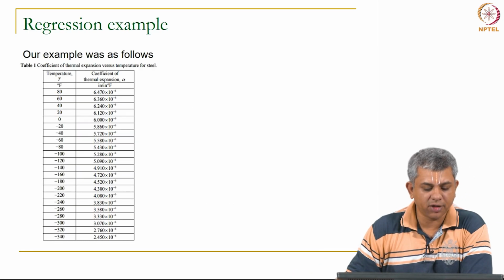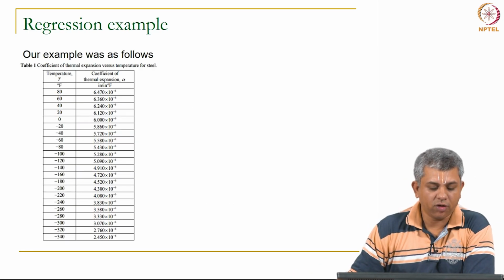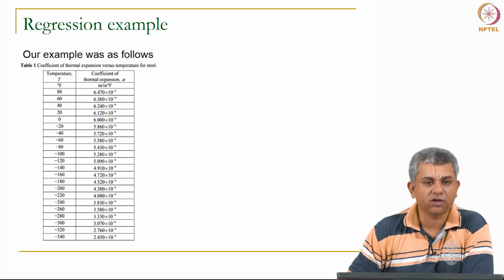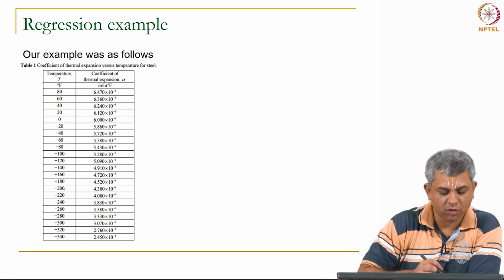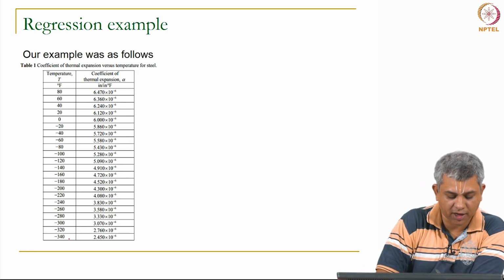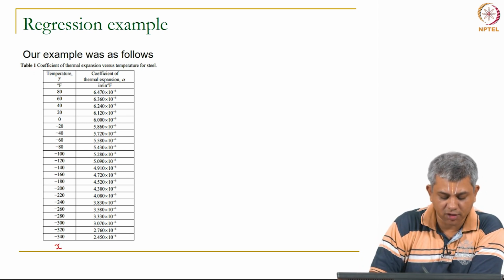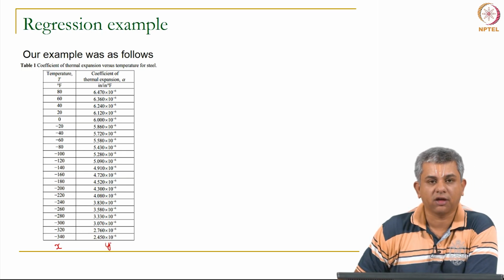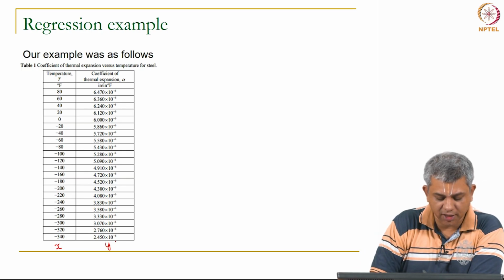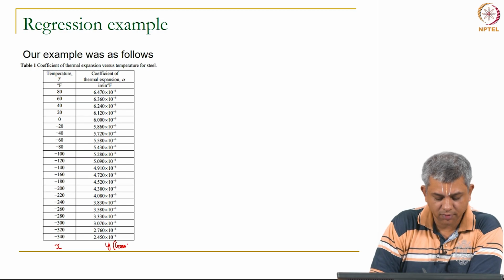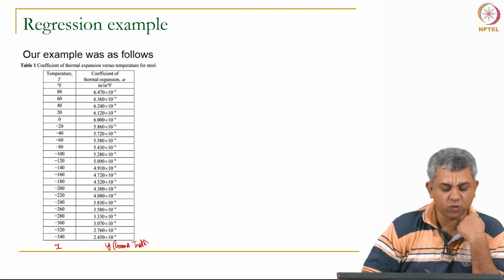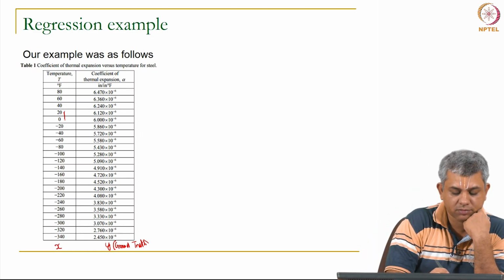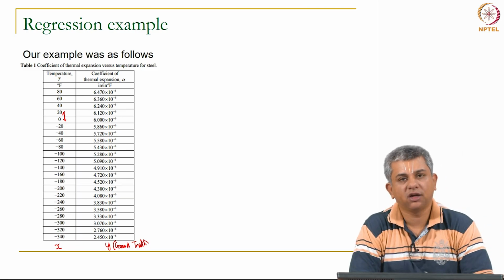So, here is the example that we saw last time. We looked at temperature versus coefficient of thermal expansion, and we had all this data on the x axis, let us call this x, and all this data on the y axis, let us call this y. This y, as I said earlier, is called the ground truth. This is basically the experimental truth or the reality that is available to us. What we would like to know is what happens in between. That is the classic regression problem.